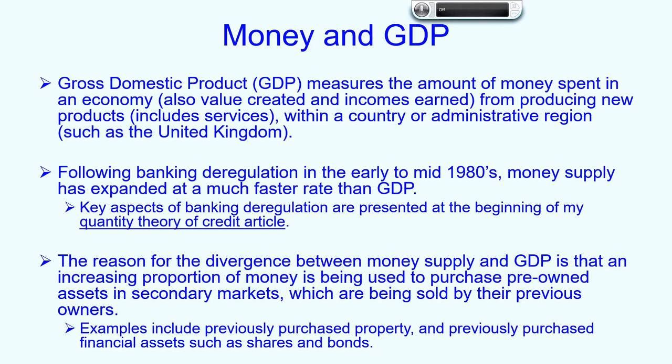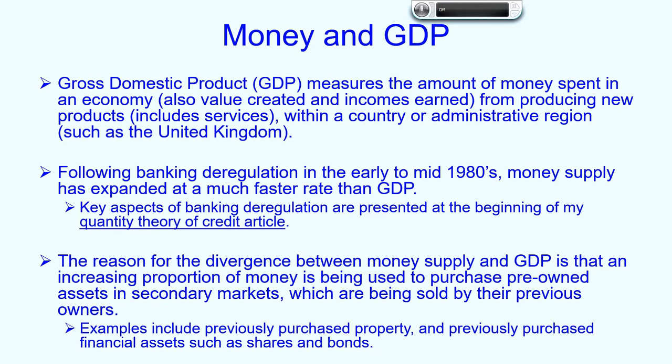As I mentioned earlier, in 1984 money supply started to diverge significantly from GDP, and that was following a period of banking deregulation by the British government in the early to mid 1980s. To gain an explanation of the elements that comprise UK government banking deregulation, take a look at the section of my Quantity Theory of Credit article that discusses financial deregulation in the United Kingdom.